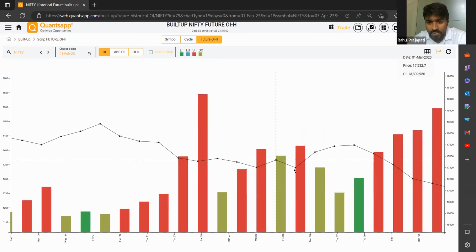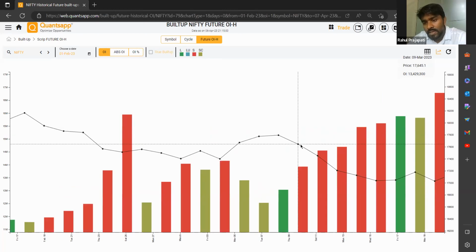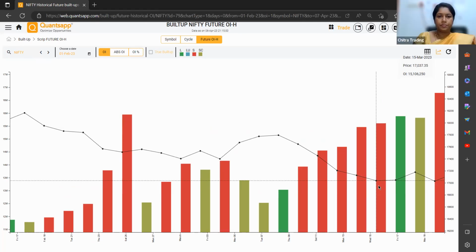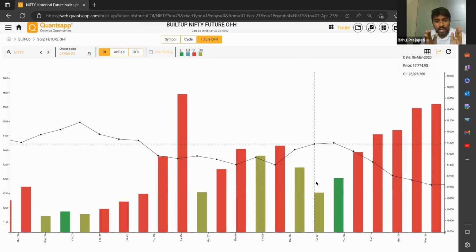Again, what do we have? Short covering, short. Again the market went for short covering, and then from here you can see 17,600, and then the market comes to 17,000. So just by looking at these colors, you can identify what is happening in this particular stock. Do I need to check a chart? No, I really don't need to check the chart if I'm able to see this very easily.